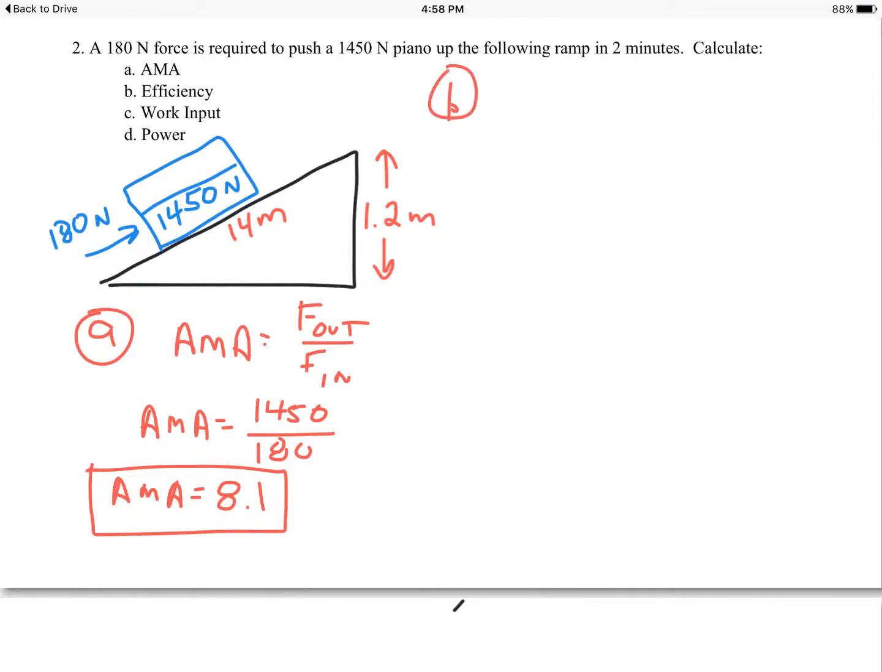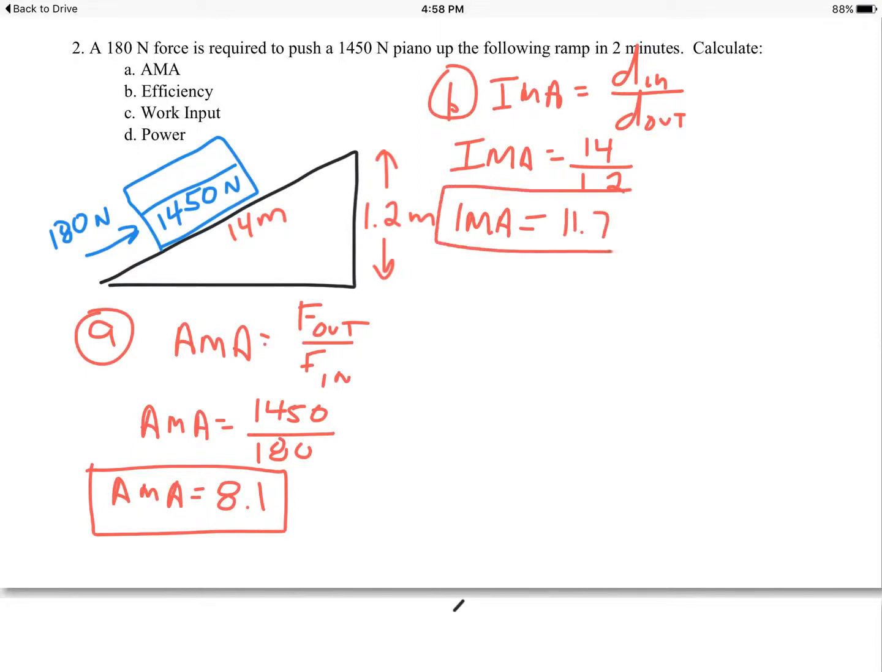Part B. To figure out the efficiency, I want to figure out the IMA. The IMA will be my distance input over my distance output, if you look at the equation. So the IMA here, my input distance, I have to push 14 meters. The net result is I'm lifting this thing 1.2 meters. Your output distance is almost always how high the weight goes vertically. So the IMA here is 11.7. That's the IMA, or TMA, theoretical or ideal mechanical advantage.